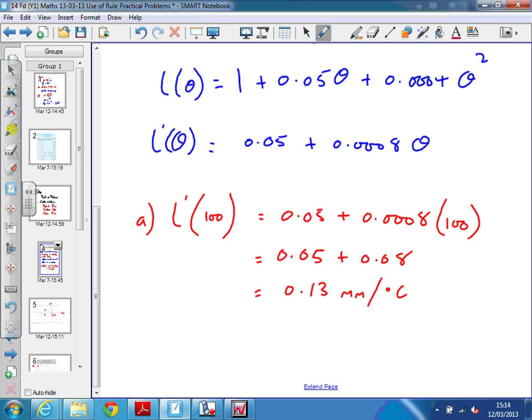Well, yeah, you could do, couldn't you? You could divide by 1,000 and express it as meters per degree centigrade, yeah. But it's probably in millimeters because it's a more convenient number, yeah.